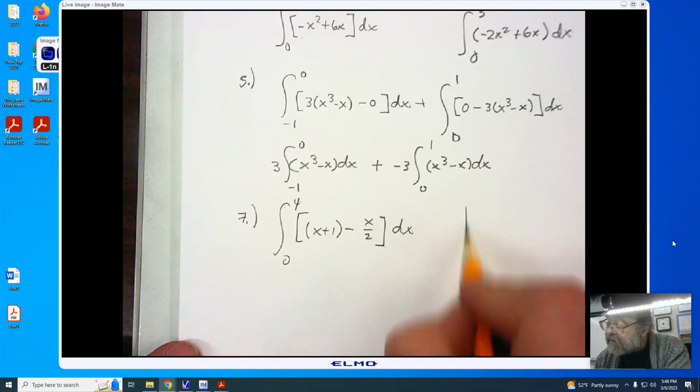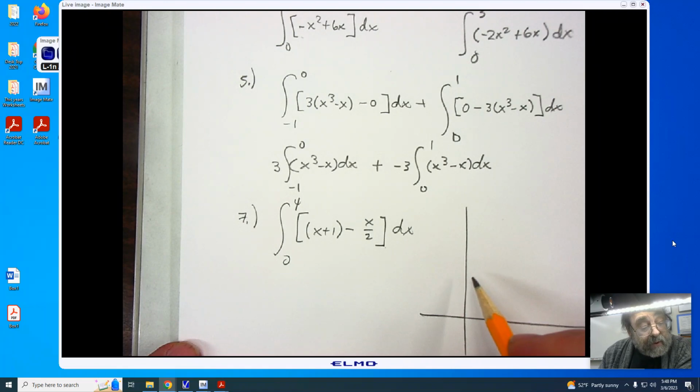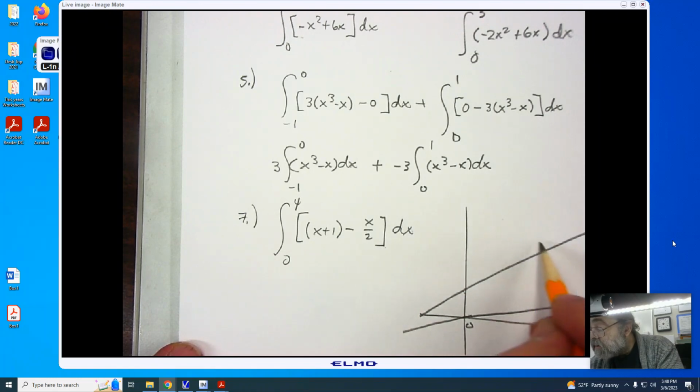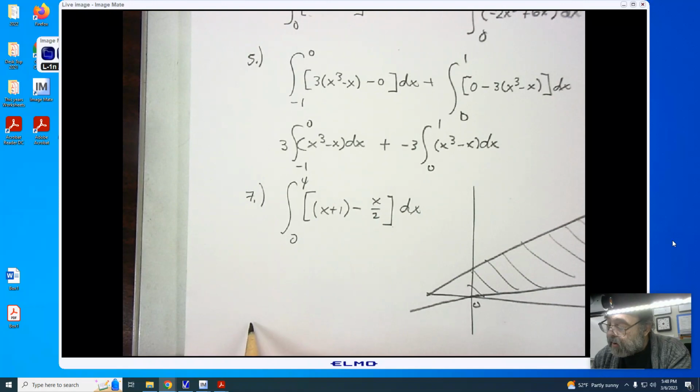So when I graph this, I'm going to start with that first graph. That's the x plus 1. Kind of looks like that. Then I have the 1/2 x, which goes like this, and you'll notice it continues. So at another point they'll intersect, but we're going from 0 up to 4. And so the area we're trying to find is there. Let's go to number 9.